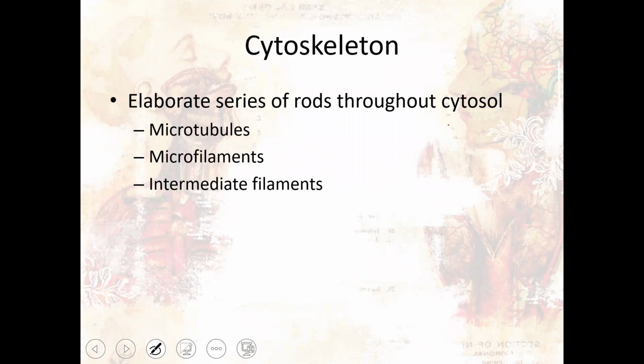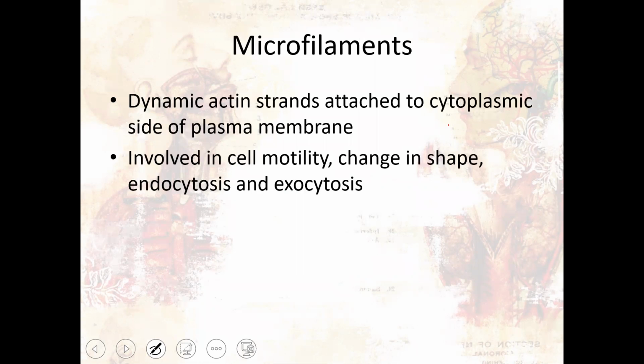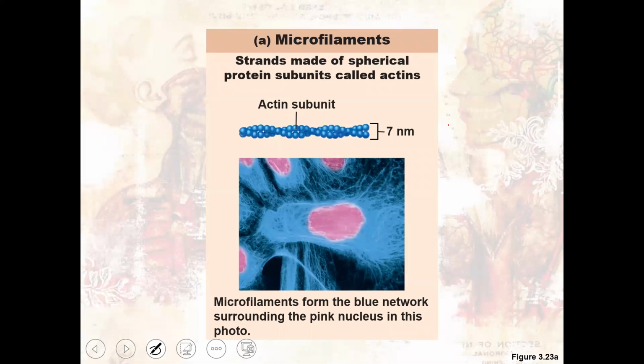The cytoskeleton we don't usually see in most of these diagrams because the cytoskeleton is this system of filaments throughout the cytosol where everything is. Microtubules, microfilaments, and intermediate filaments. Microfilaments are made of a protein called actin. They're involved in the shape of the cell and movement and moving stuff in and out of the cell. Here are microfilaments forming this network around the nucleus in the cell.